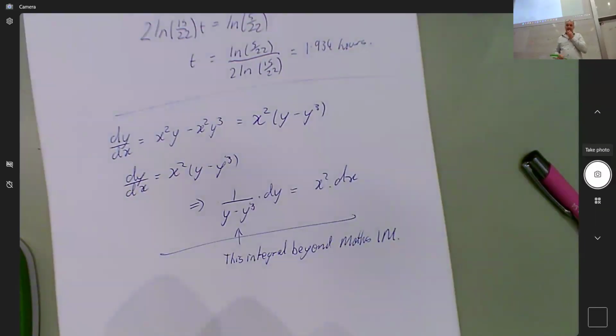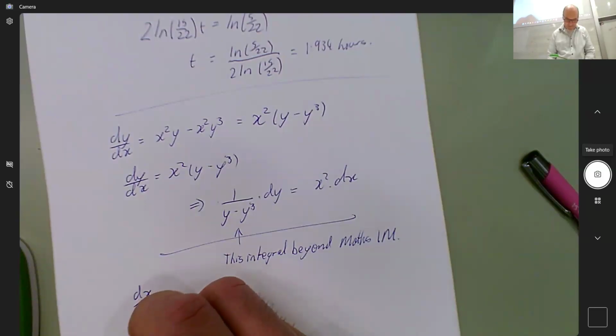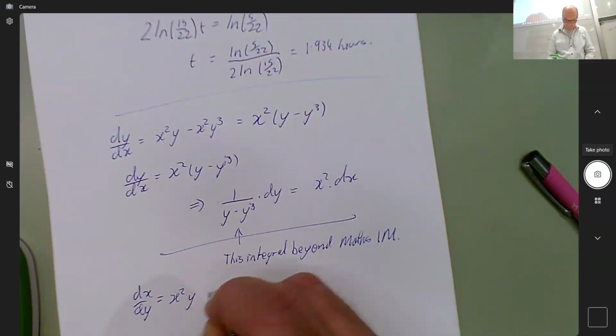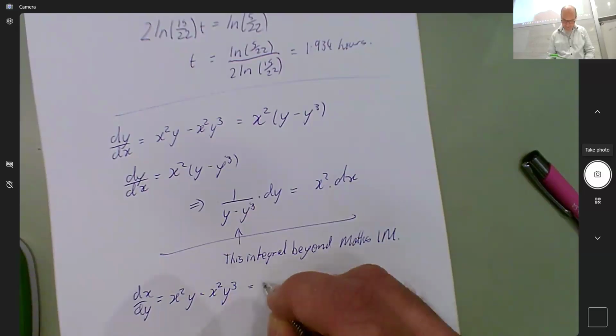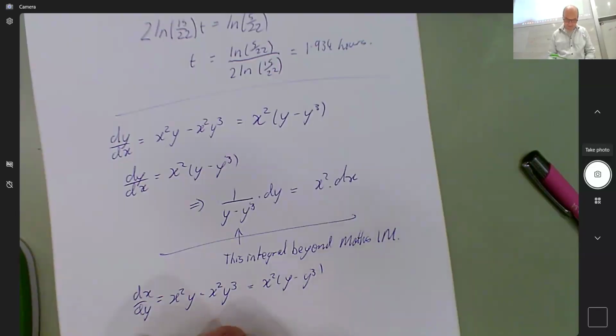All right. So they have done something similar to that. If I was to write this as dx on dy is equal to x squared y minus x squared y cubed, then what that would mean is I would have 1 on x squared dx is equal to y minus y cubed dy.